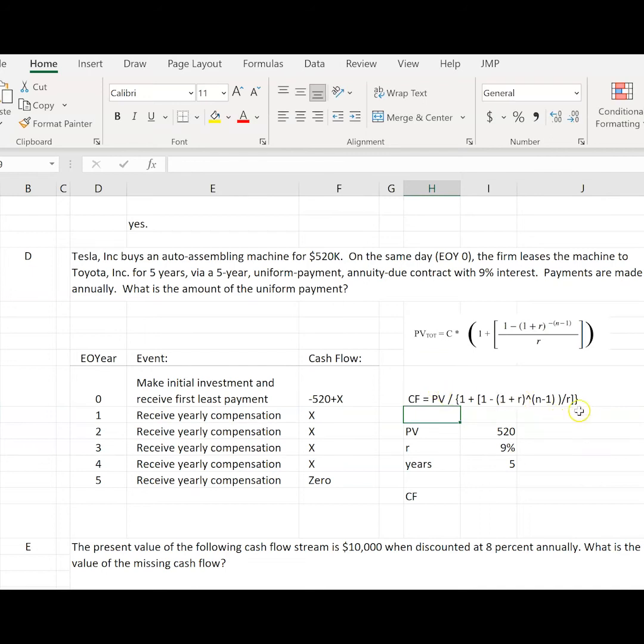So in this cell right here, I rewrote this equation in order to solve for the cash flow. Again, this looks like a lot of math. It's very hard to kind of demonstrate this via Excel in a way that might be easier to process. So I encourage you to maybe just write this out on a piece of paper.